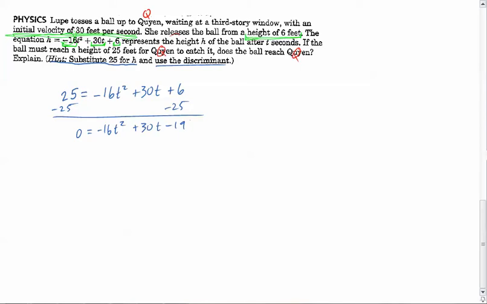Now, the question actually asks here, does the ball reach Q? Okay, it doesn't ask for when does it reach Q, which would be a completely different question. It just asks if it does. Well, if we are now solving this equation for the time at which it reaches 25 feet, or when it reaches Q, then really all we need to do is solve for t. And so if we're solving for t, it's often very helpful to check the discriminant first. So let's check the discriminant, which is b squared minus 4ac.